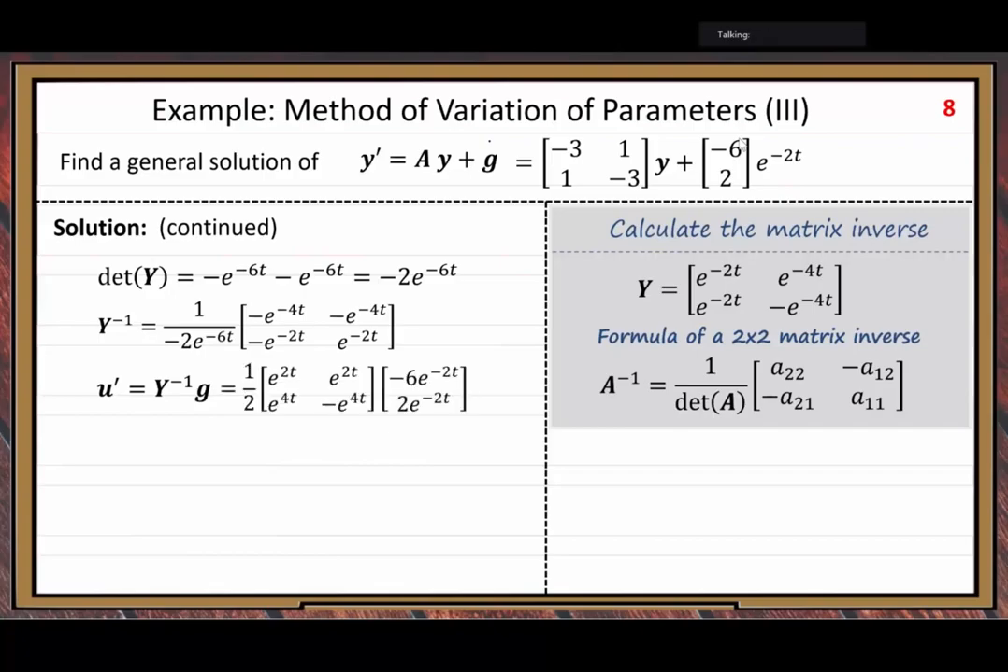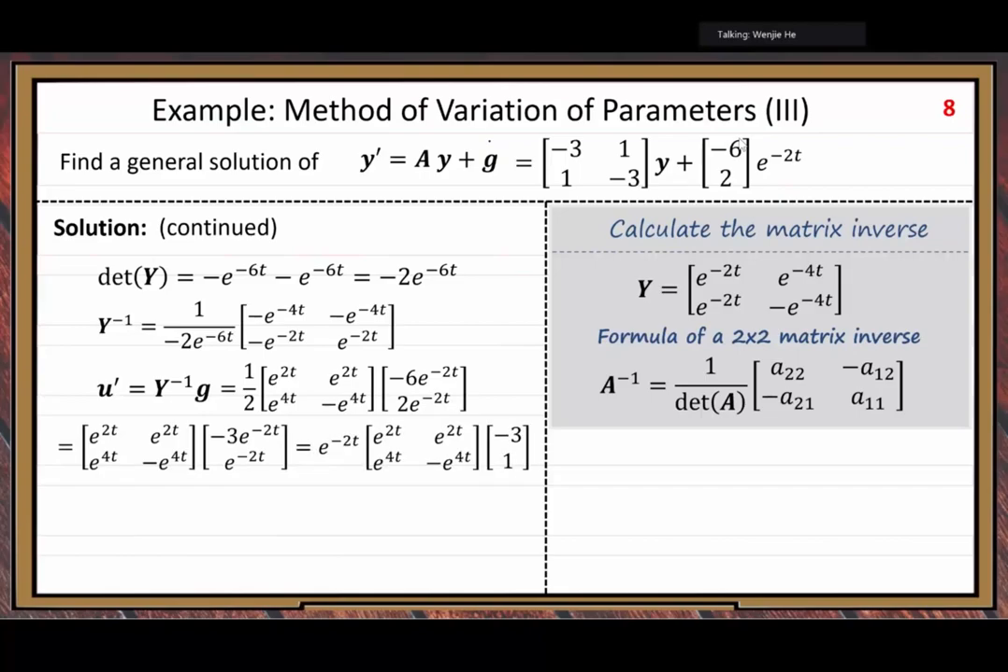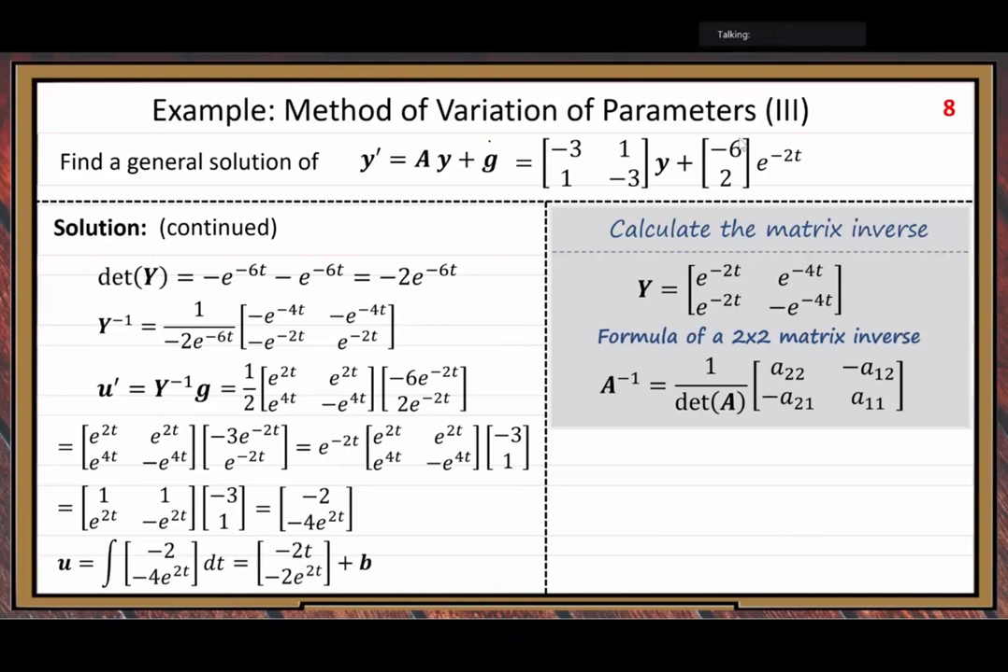So we calculate U prime. Then we take the integral of the U function, which is also easy, right? With constant vector B. Constant vector B. Okay, all right.